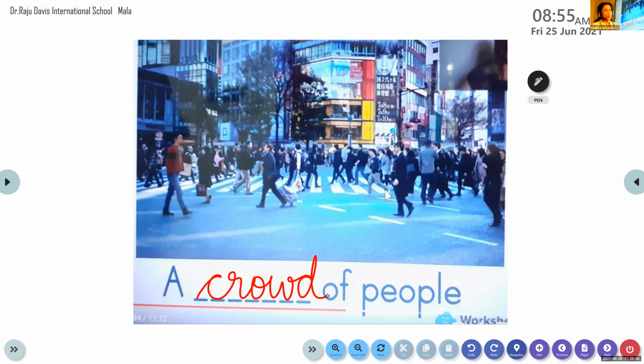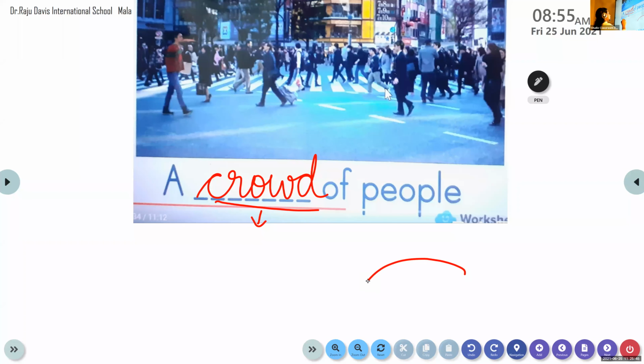Here, the crowd means a group of people. So crowd is a collective noun that refers to a group of people. Is that clear to all of you? Yes. So we learned about four collective nouns here.